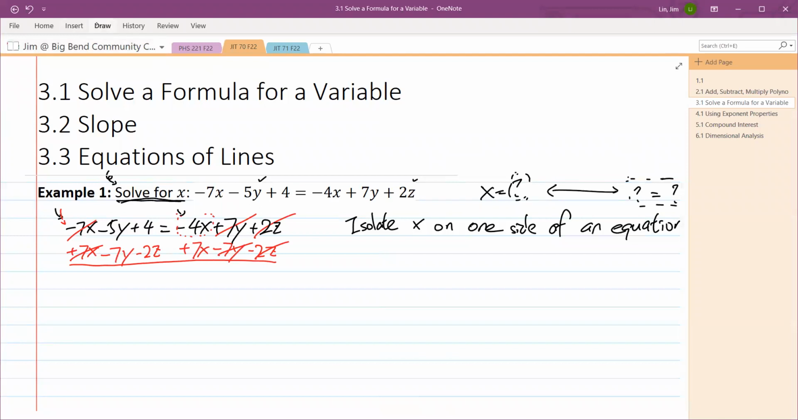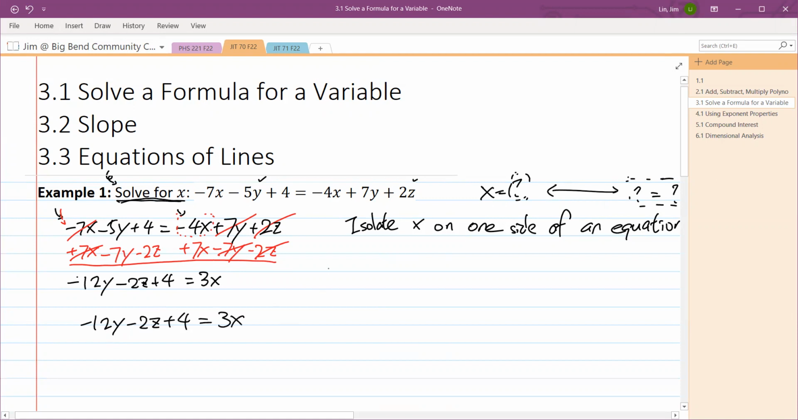So according to what we learned, what do we get? Right, we'll have negative 12y minus 2z plus 4 equals to just something x, right? Negative 4x plus 7x equals to what? Think about it. Right, 3x. And that's what we have so far. Okay, what do we do next? Right, I'll let you pause the video and think about it. We have this chunk equals 3x. So what should we do to isolate x? Think about it.